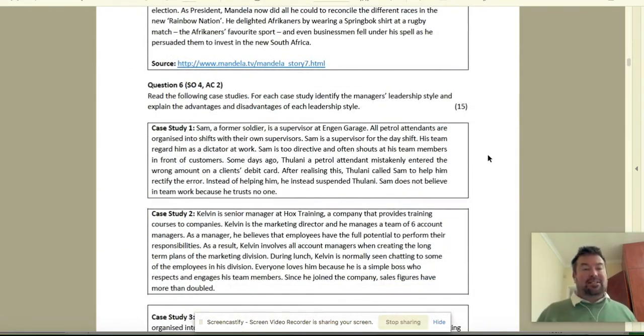All right, question number 6. It says, read the following case studies, and for each study, identify the manager's leadership style. Okay, so that's not the theory. The theories are trait, visionary, servant, transactional, transformational. The actual styles are autocratic, democratic, results-driven, and laissez-faire. So those are the different leadership styles. So you will find those leadership styles on page 24 to page 26.